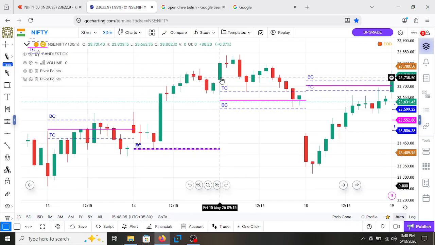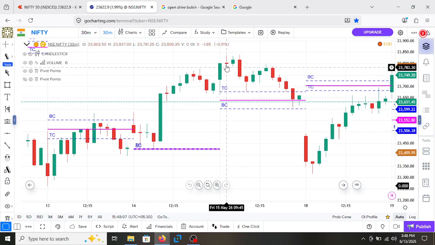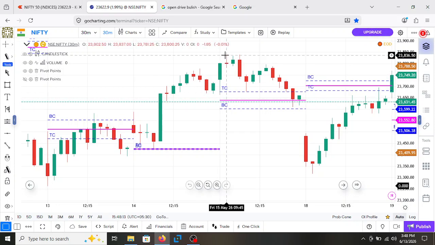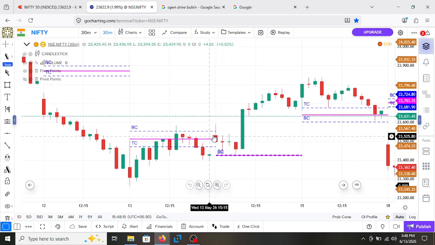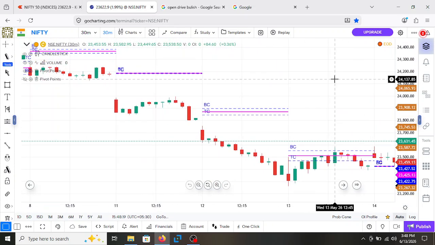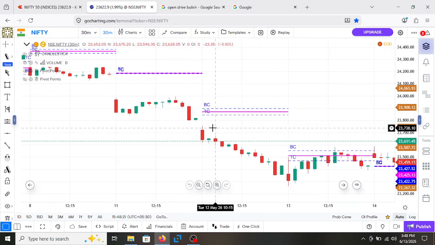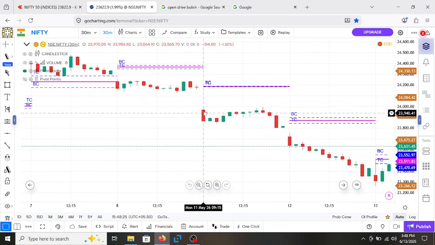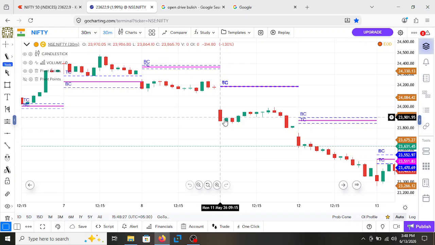Nifty opened inside the range, tested some level and went to the upside. It could be the open test drive or open rejected and reverse. Again, open rejected and reverse. This is the classic textbook example, but we can look at this level. This is a very interesting setup.